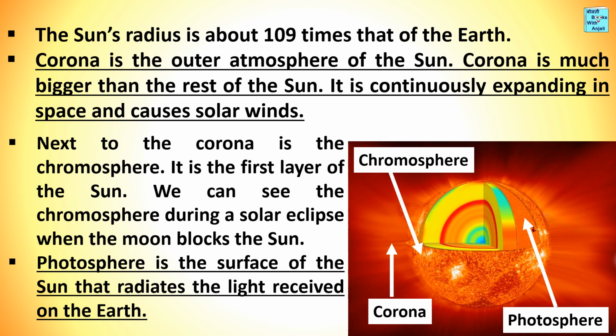Next to the corona is the chromosphere. It is the first layer of the sun. We can see the chromosphere during a solar eclipse when the moon blocks the sun. Photosphere is the surface of the sun that radiates the light received on the earth.